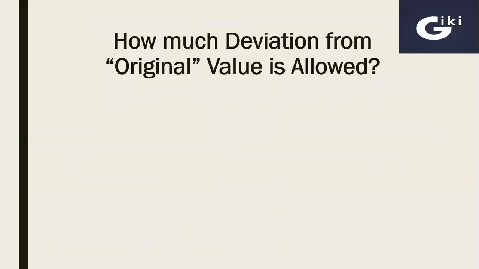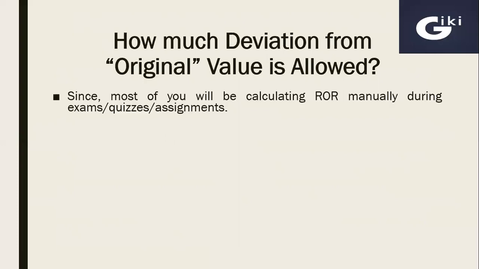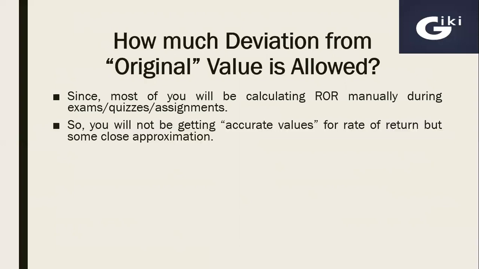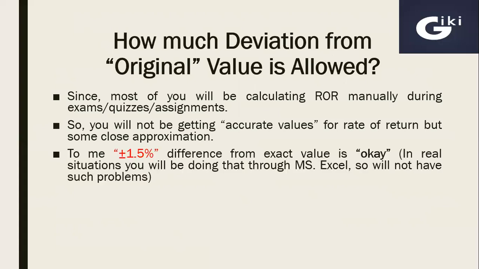Now, as we have experienced, the rate of interest calculated by trial and error and by the book method are slightly different. So how much deviation from original values is allowed? Since most of you will be calculating ROR manually during exams, quizzes, or assignments, we will not be getting accurate values for the rate of return, but some close approximation. So to me, plus minus 1.5% difference from the exact value is okay.